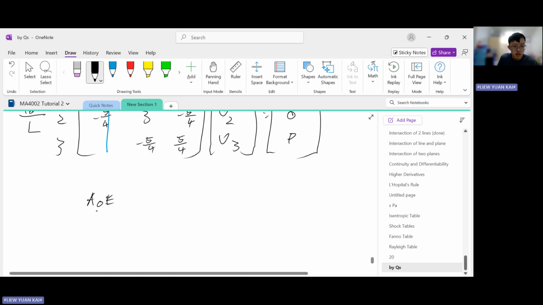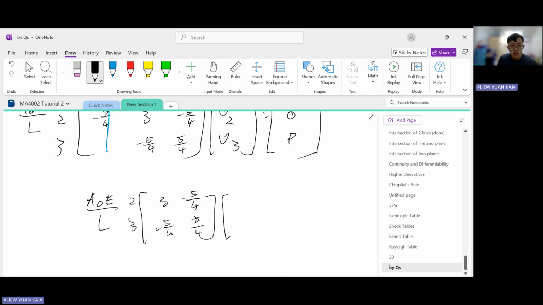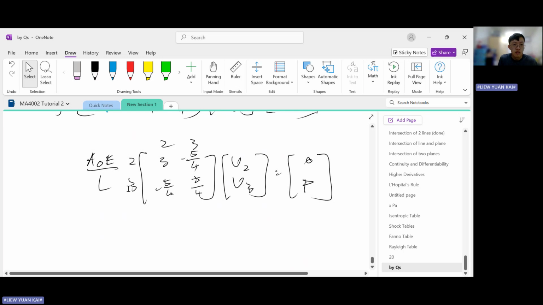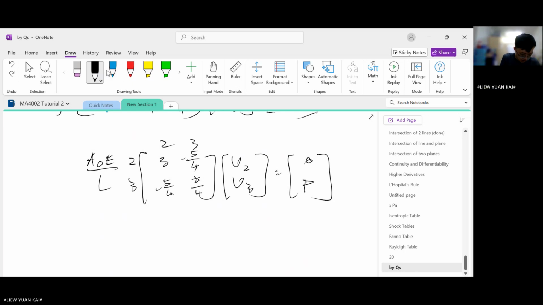So A naught E over L, here we have 2 and 3. This is 3 minus 5/4 minus 5/4, 5/4. This is U2, U3, 2, 3. This is 0, P. Okay. So we're interested in U3, right? Then what we can do is make this displacement vector the subject.